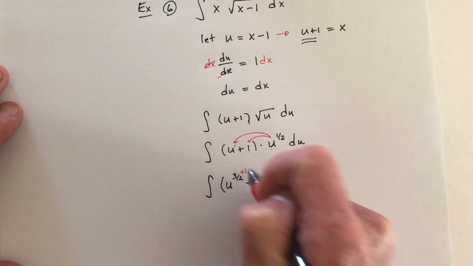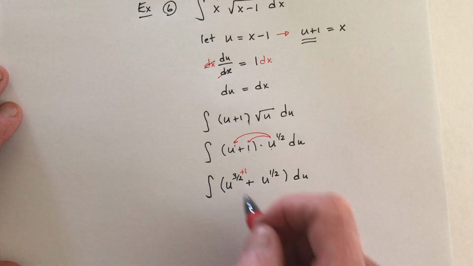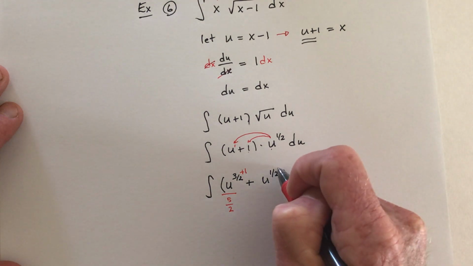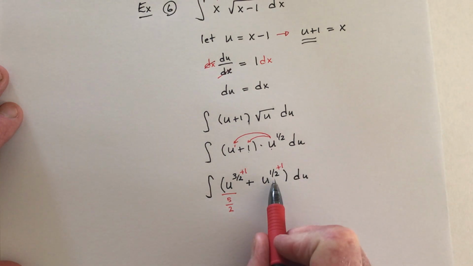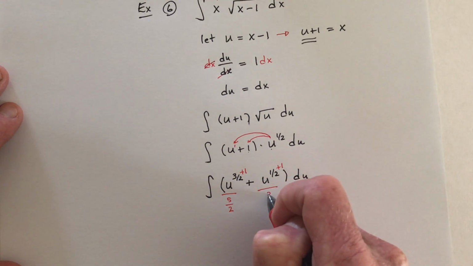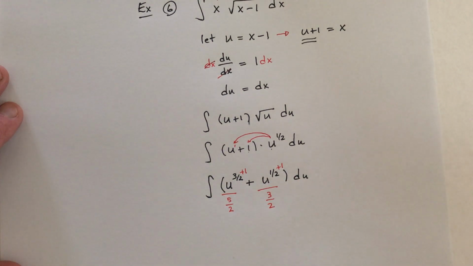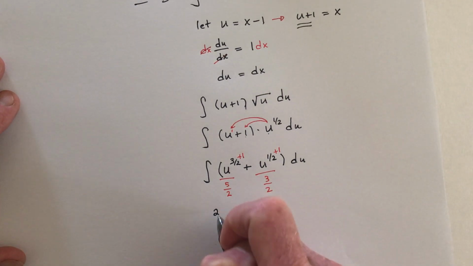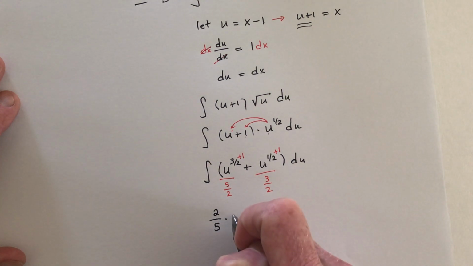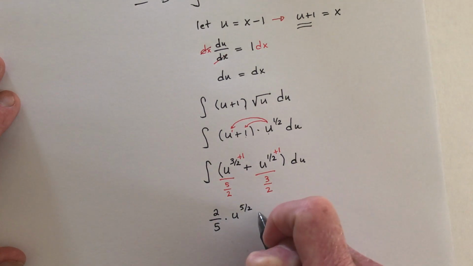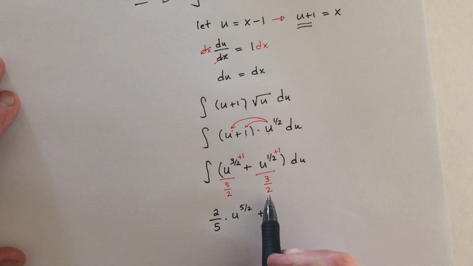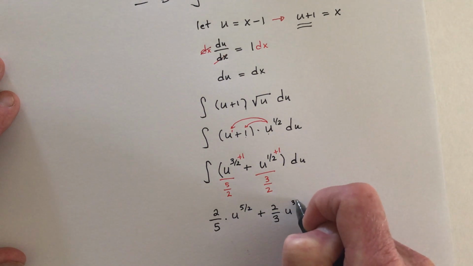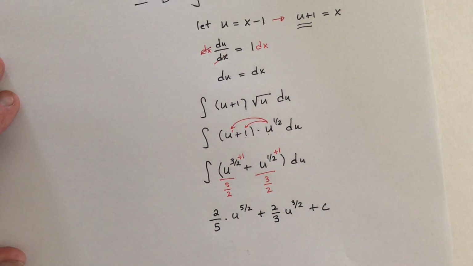So if you add 1 to the exponent, 3/2 plus 1, that's 5/2. So divide by 5/2. When you go to the next one, add 1, and this is 3/2, and then divide by 3/2. And when you divide by a fraction, that means you need to invert and multiply it. And then go to the next one and invert and multiply. And then put a plus c.